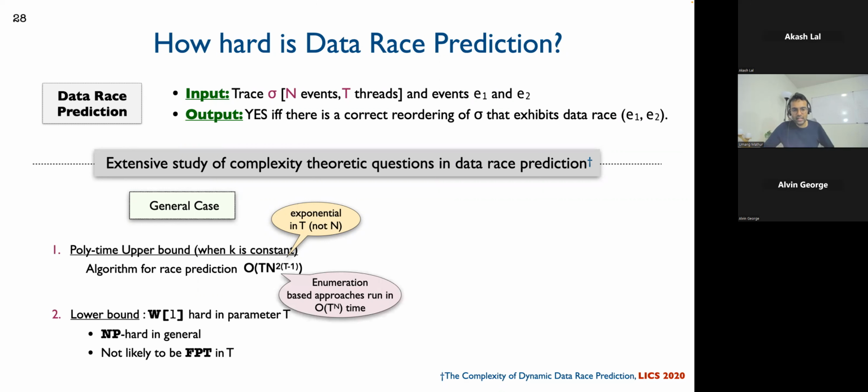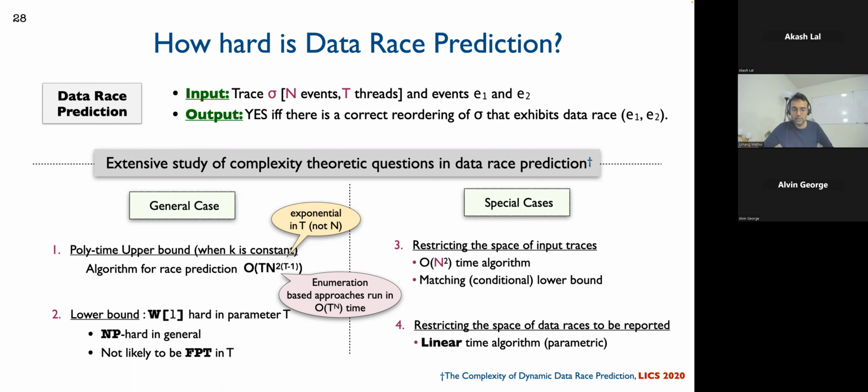But then it turns out that you probably cannot do better than this kind of algorithm. You cannot come up with an algorithm which runs in time strictly polynomial in n, maybe multiplied by some function of threads, because we could show a hardness called W1 hardness, which disallows such fixed parameter tractable algorithms. And when we were looking at these questions, we also came up with special cases where this problem becomes easier, quadratic time or sometimes linear time.